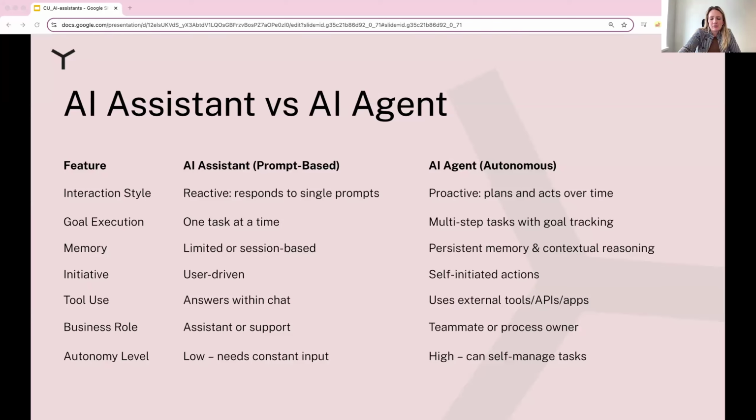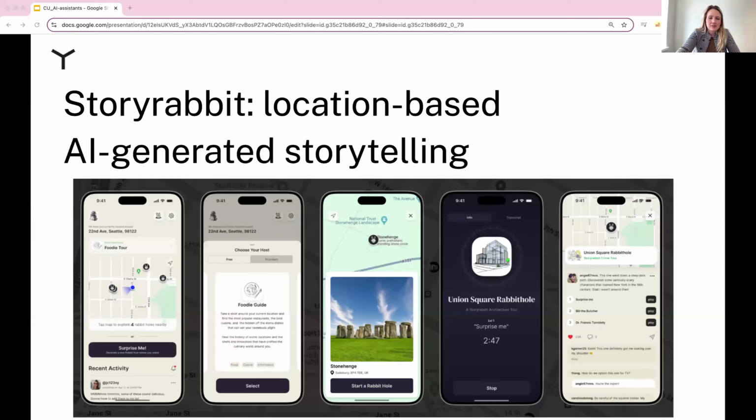So next, I'll tell a little bit about a project that we've built that goes more into the assistant category from an infrastructure or architecture perspective. We've built Story Rabbit, which is a location-based AI-generated storytelling application. You can actually find it on the App Store. It's made for consumers, and the point of it is that it finds you on the map, and it finds these rabbit holes around you, and you can choose your host.